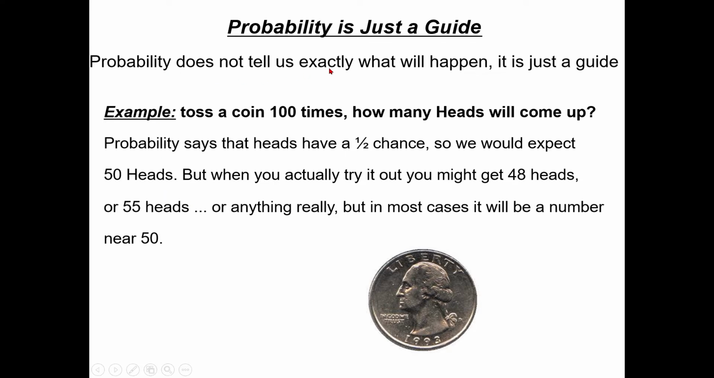Probability is just a guide. Probability does not tell us exactly what will happen. Example: toss a coin 100 times. How many heads will come up? Probability says that head has a 1 by 2 chance, so we could expect 50 heads. But when you actually try it, you might get 48 heads or 55 heads or anything. But in most cases, it will be a number near 50.